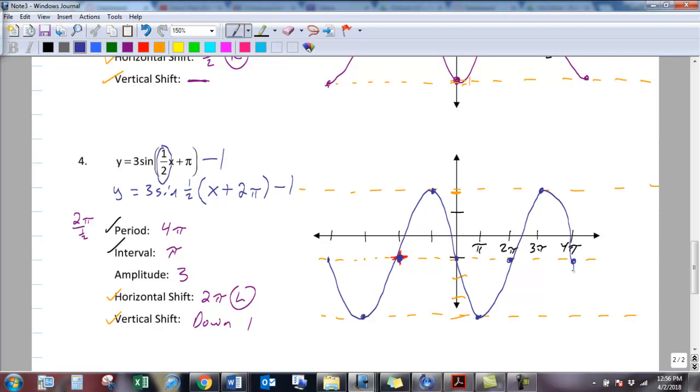Yeah? So, this is 2 complete cycles. Our start point was from here. It's a regular sine graph. We follow the pattern. Middle, top, middle, bottom, middle, top, middle. So on and so forth.